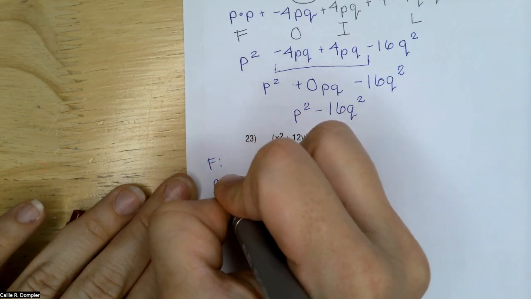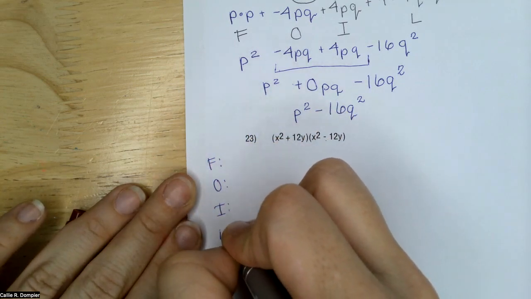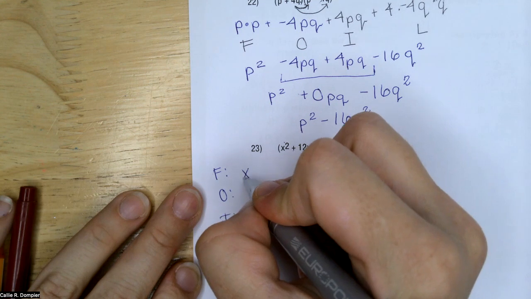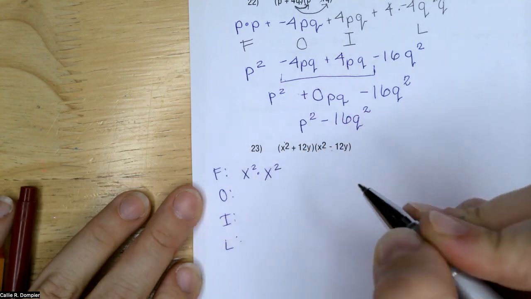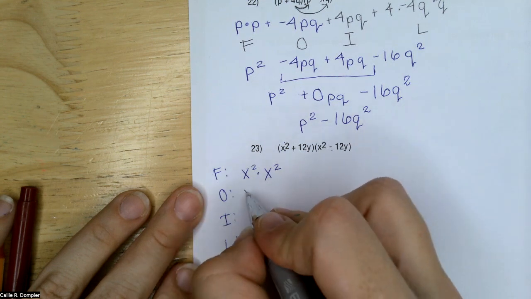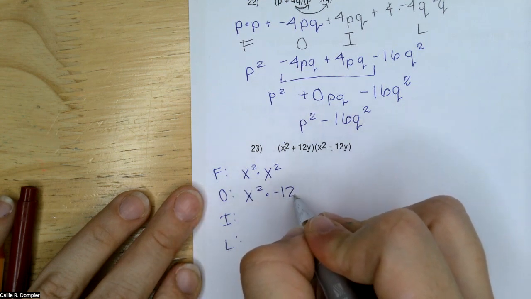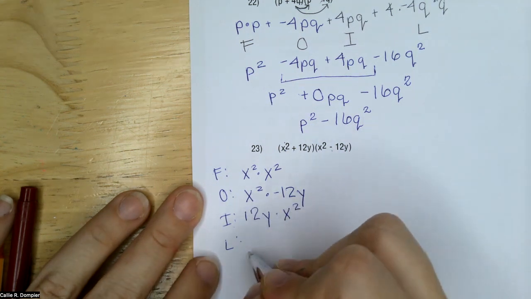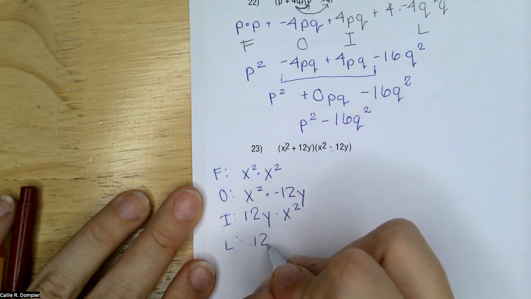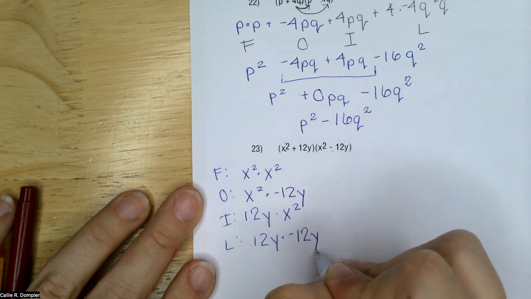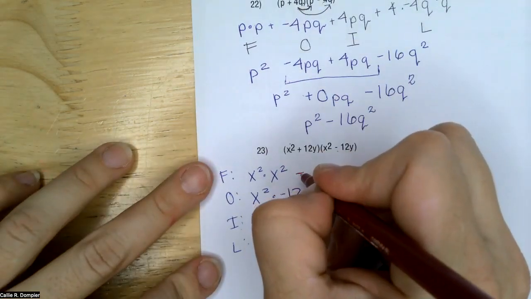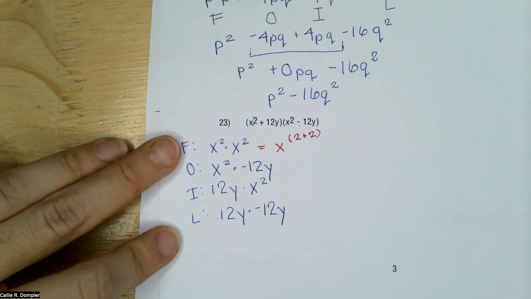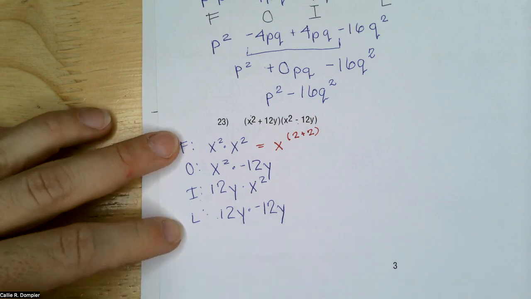First, outside, inside, last. 3 more problems. First is x squared times x squared. Outside is x squared times negative 12y. Inside is positive 12y times x squared. Last is 12y times negative 12y. Good. X squared times x squared is x to the power of 2 plus 2, because those bases are the same. When we're multiplying the same base, we add the exponents.